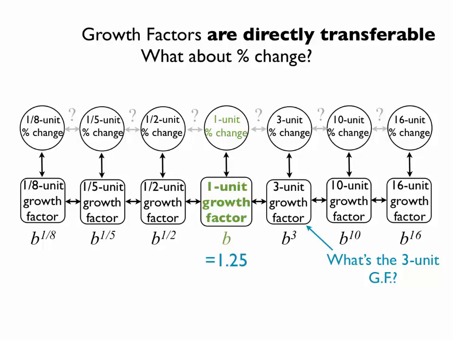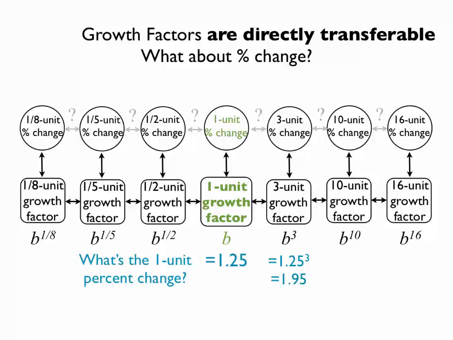Okay, do it. And what do you got? 1.25 cubed will be the 3 unit growth factor, and that'll give you a 3 unit growth factor of 1.95. Okay, so let's look at the 1 unit percent change. You have a 1.25 growth factor. By what percent do we increase if you multiply by 1.25? 25%. The 1 is keeping what you had before. The 0.25 is the amount of increase.